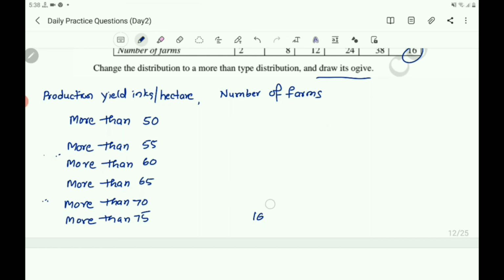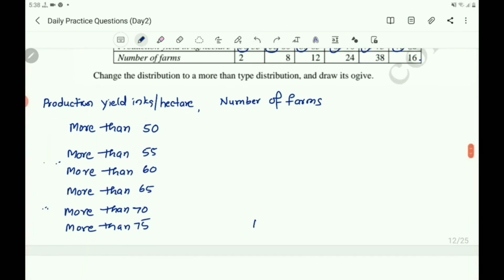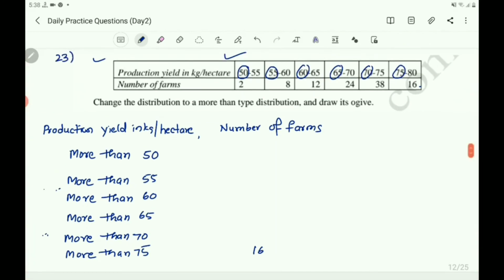Here for the more than type ogive we have to subtract from the total sum from the upper to lower side, or we have to add from the last frequency to the upper side by adding the next frequencies. So let us start from the lower side, that is more than 75, that is 75 to 80, 16 are there. Next more than 70, we have to add 16 plus 38, that is 54. Then 54 plus 24 is 78. 78 plus 12 is 90.